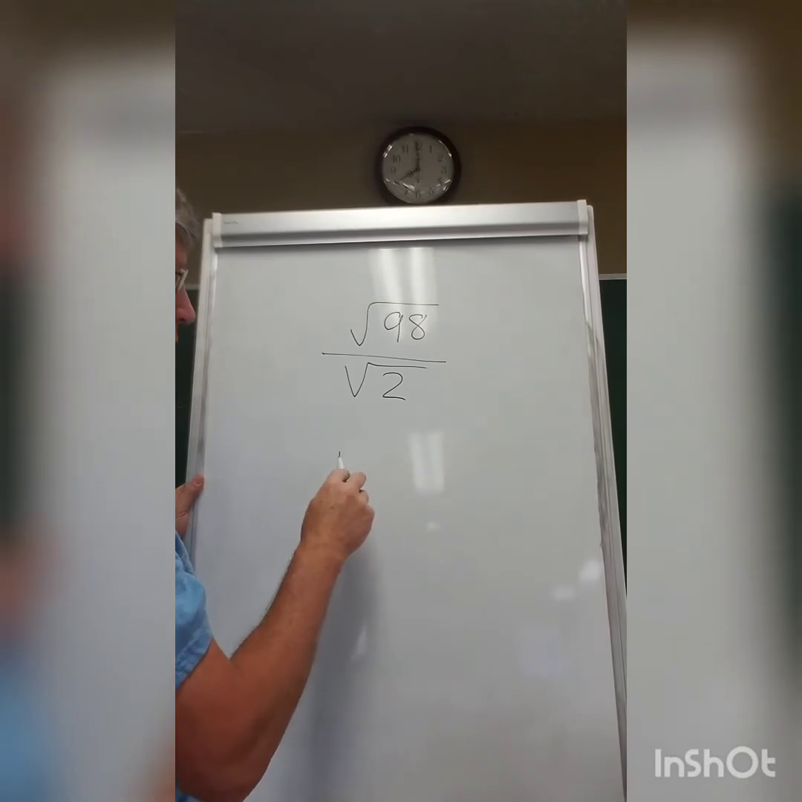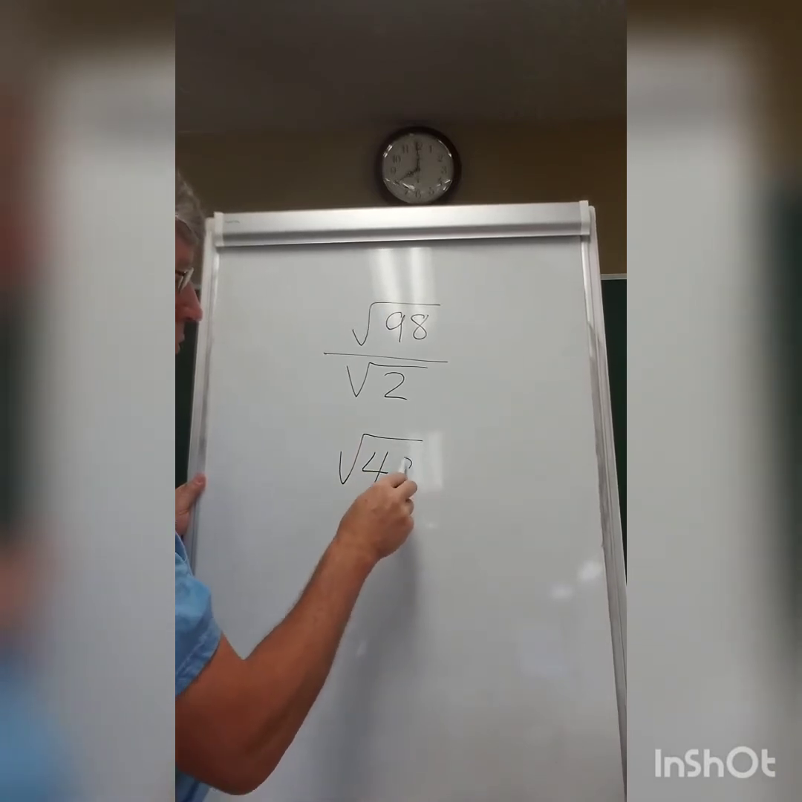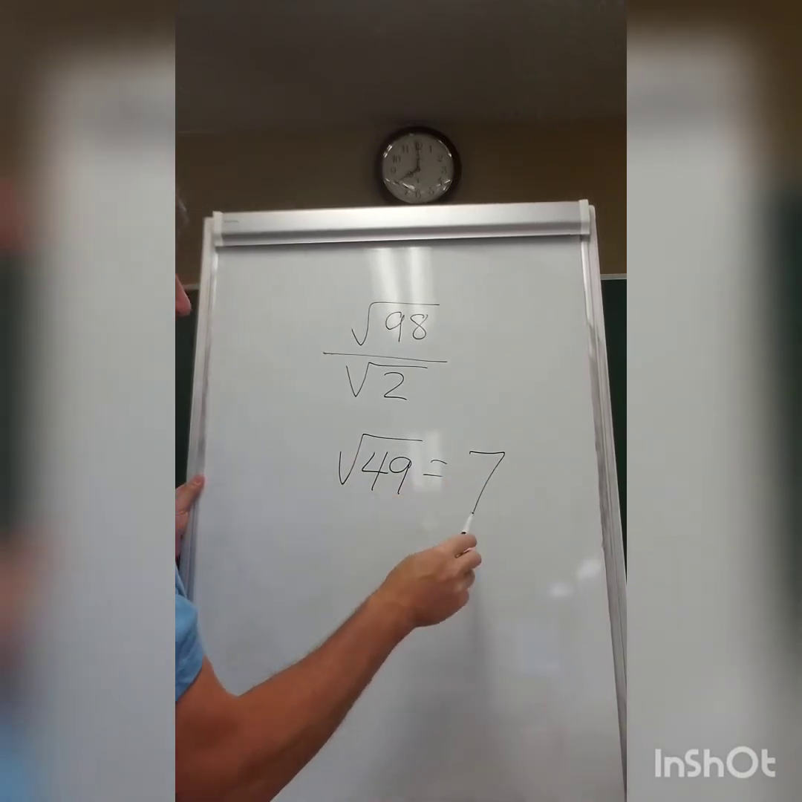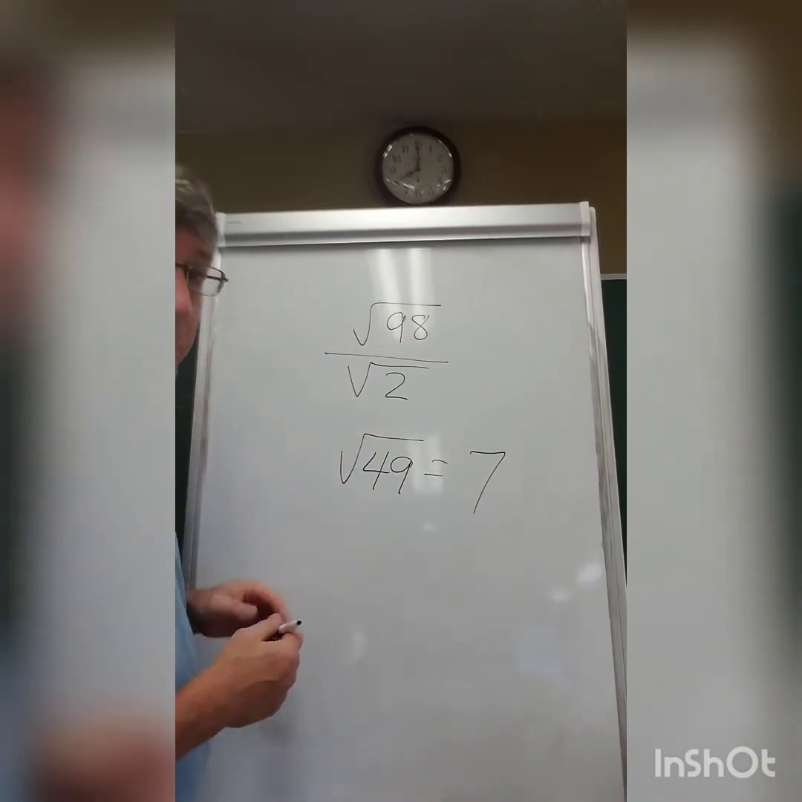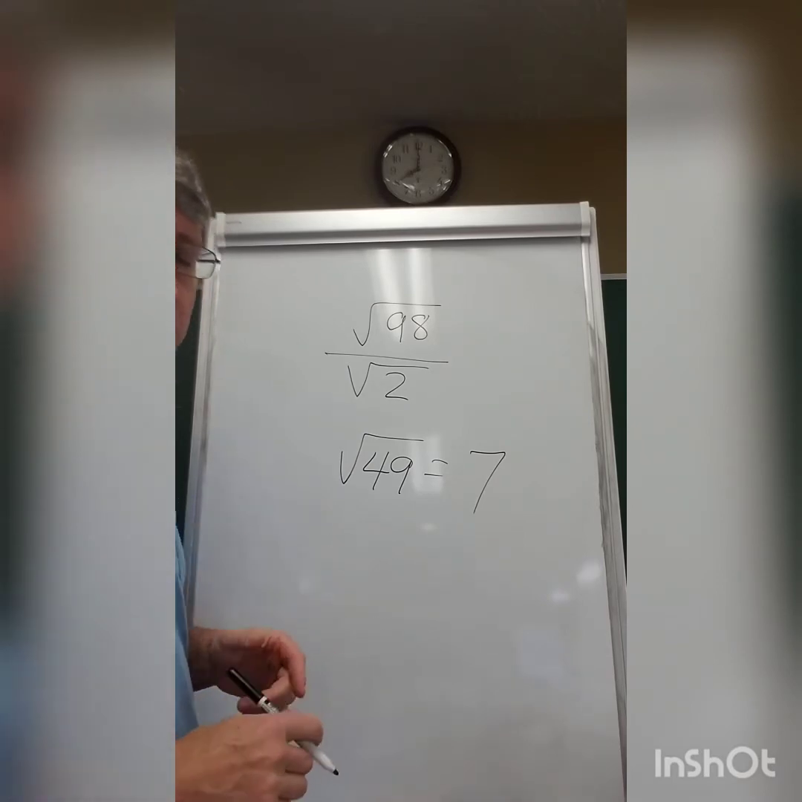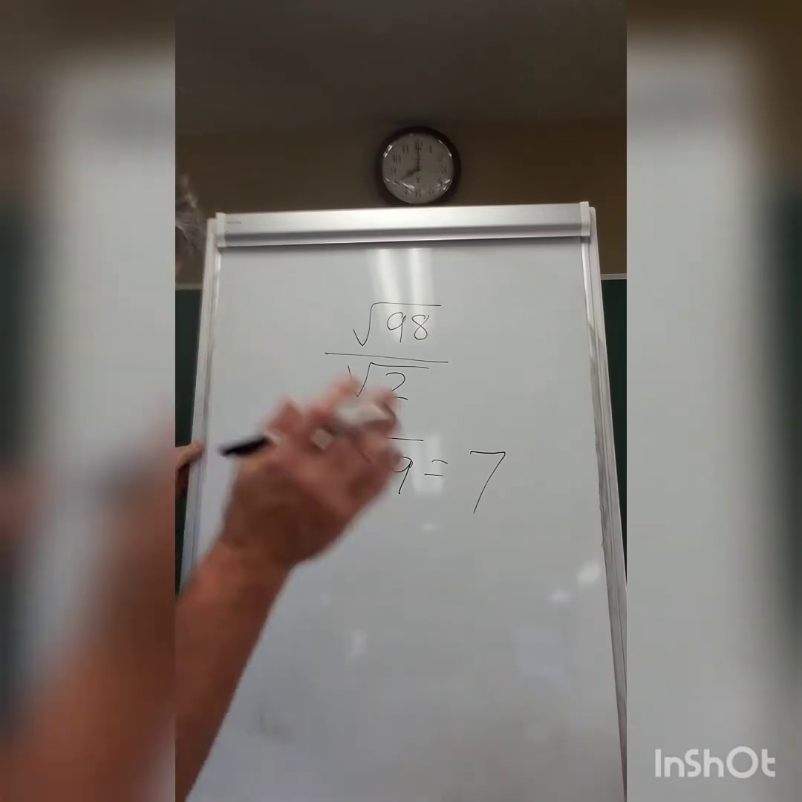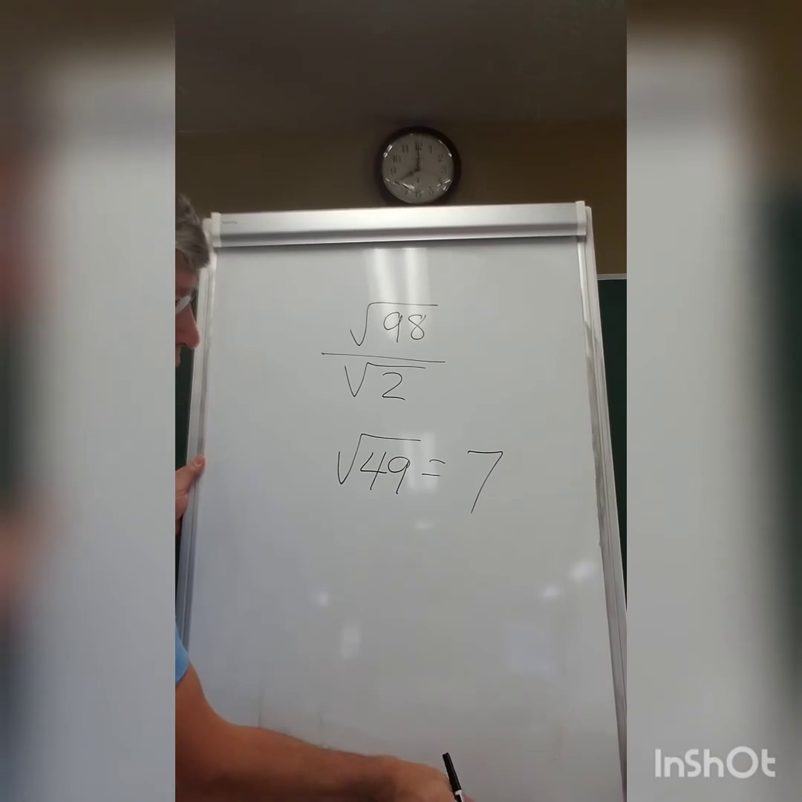Okay? And so we know that the square root of 49 is 7. And so always check that. See if you can divide the bottom into the top evenly, and that answer is a perfect square, then that would be the route that you want to go.